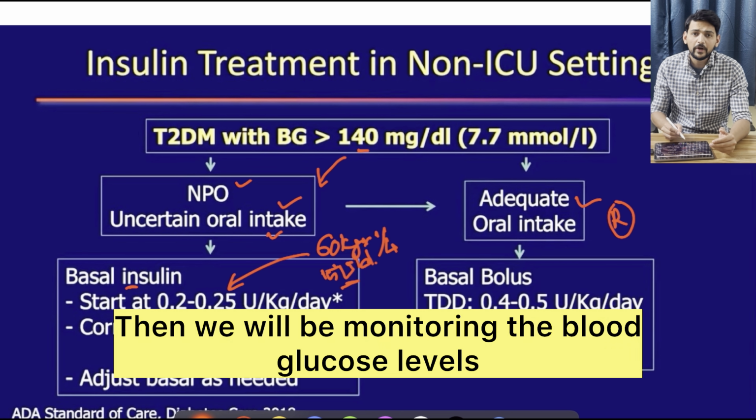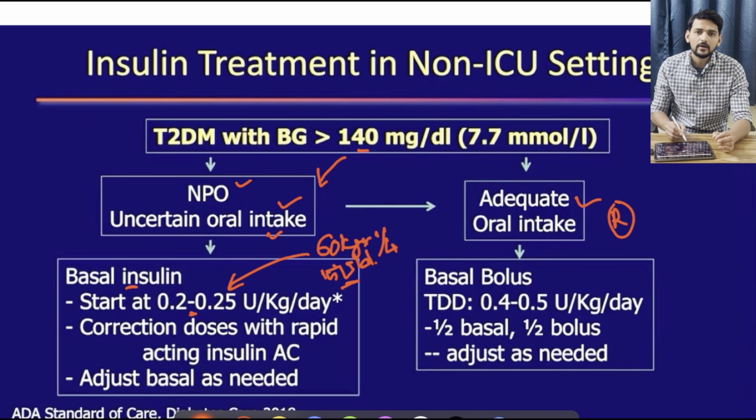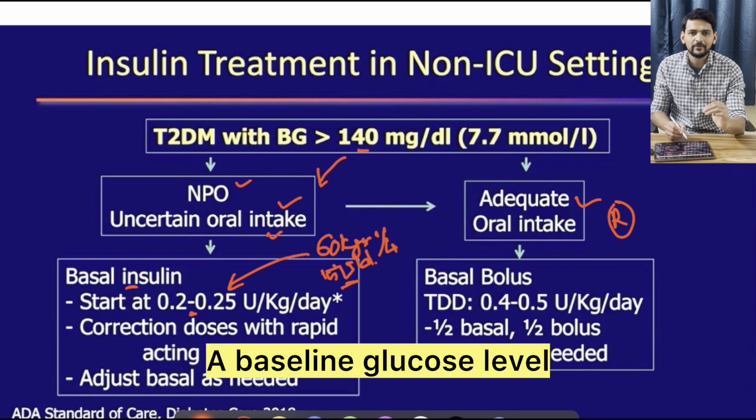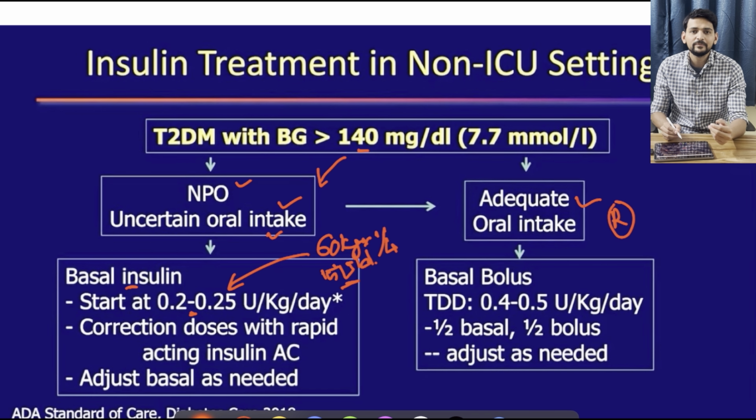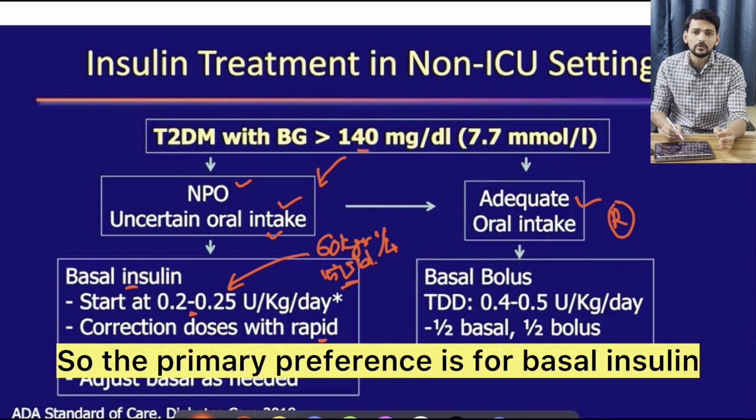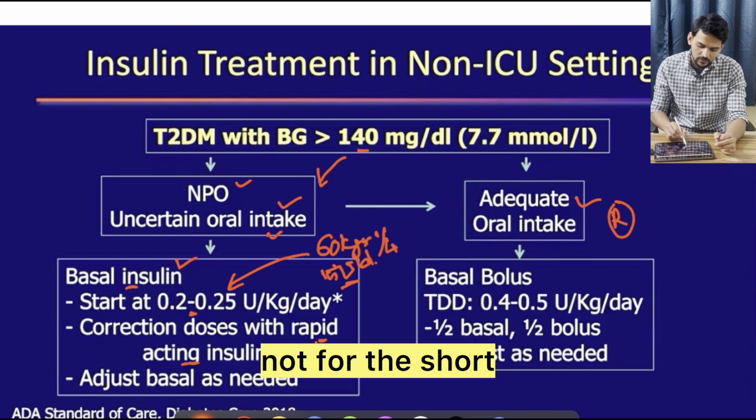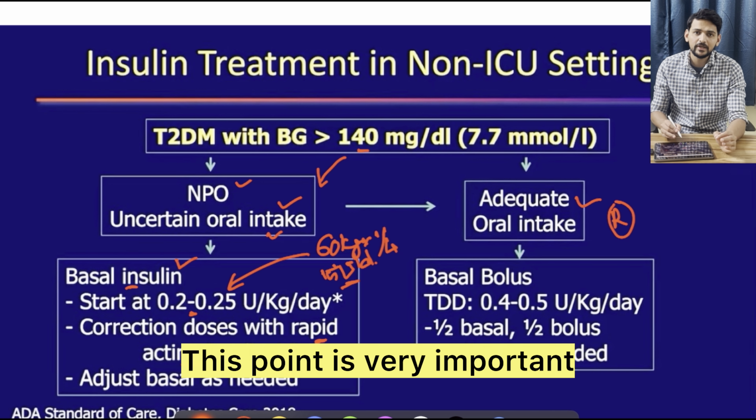Then we will be monitoring the blood glucose levels. So this will maintain a baseline glucose level. But whenever required, for example, post meal, if we see any elevation in blood glucose levels, for that we can utilize rapid acting insulin accordingly. So the primary preference is for basal insulin, not for the short or rapid acting insulin. This point is very important.